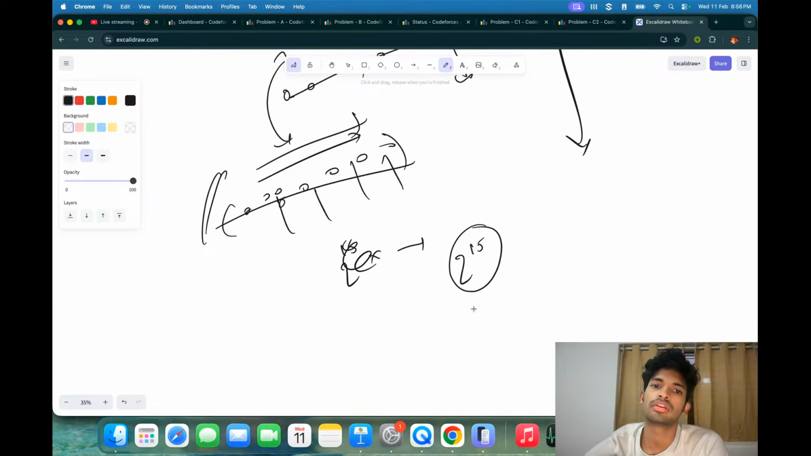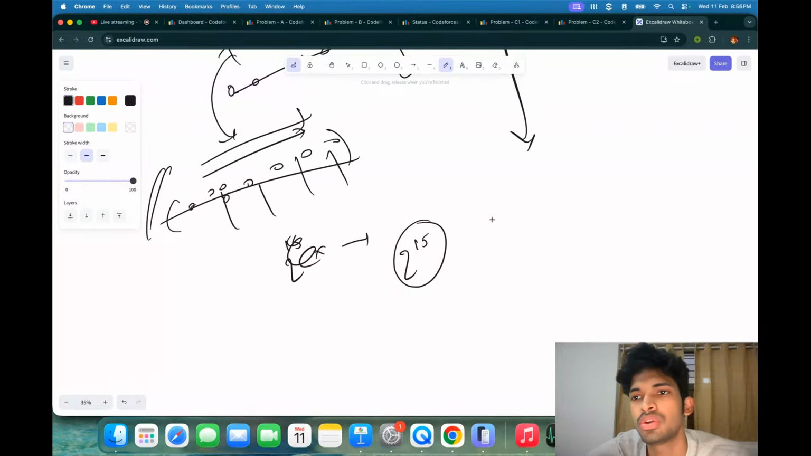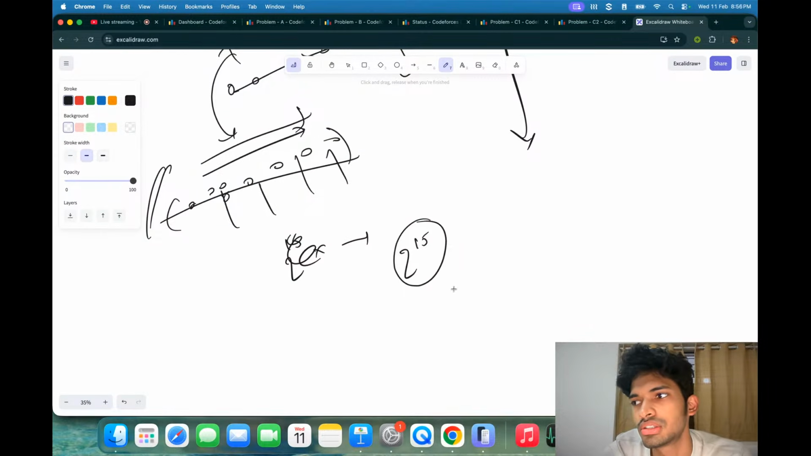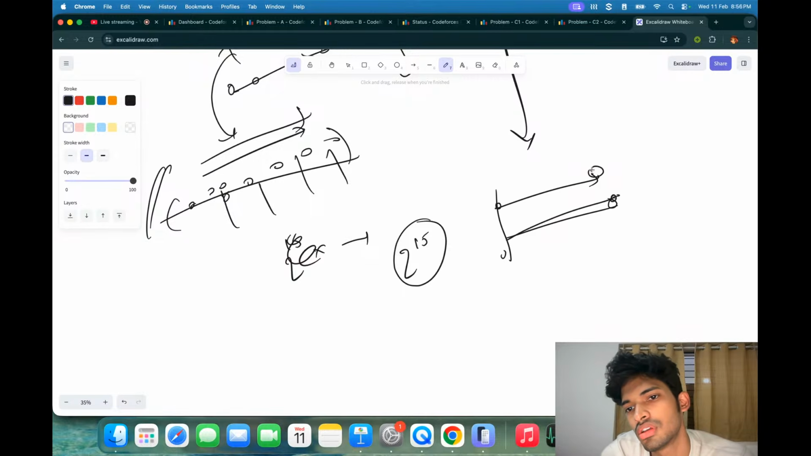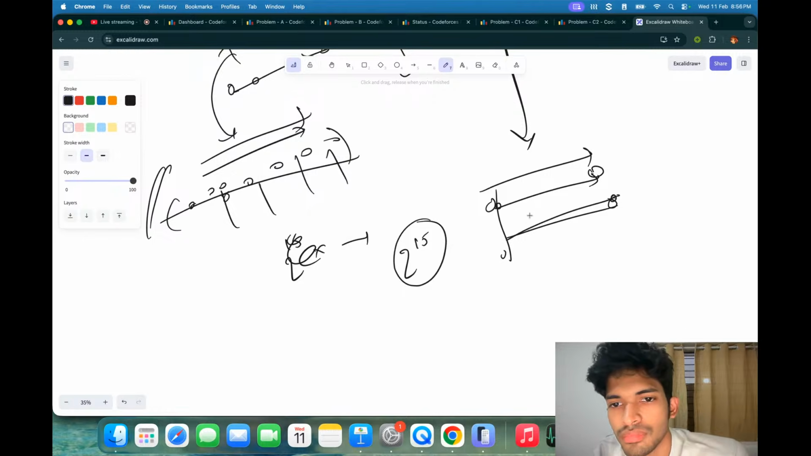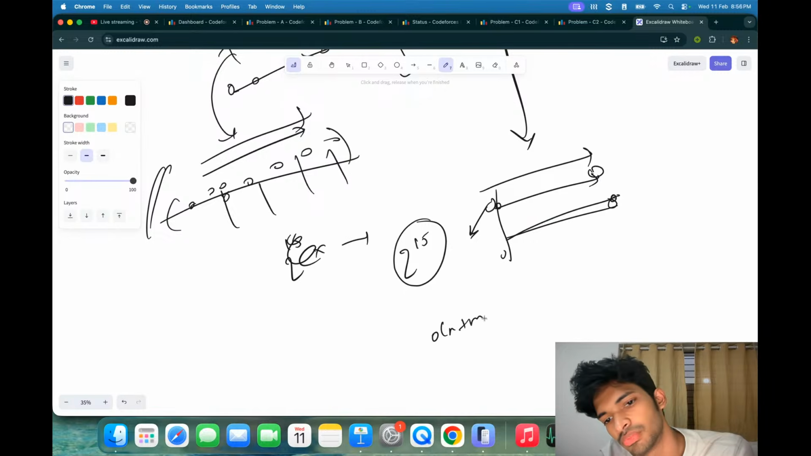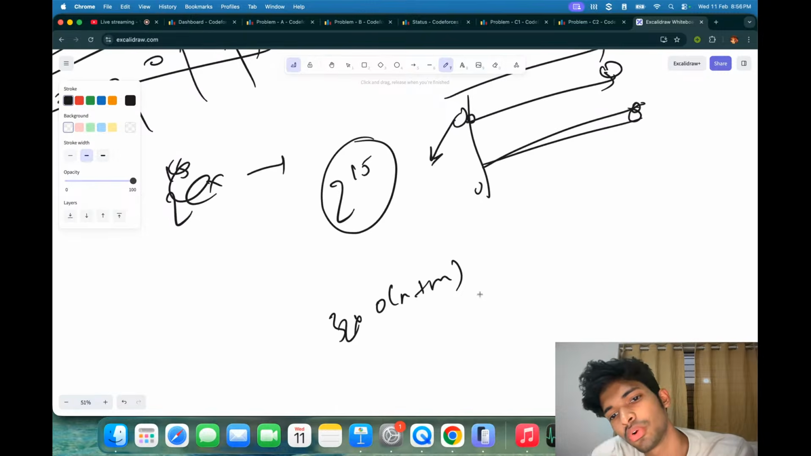How can you know there is an edge? How can you know there is an edge? The only way to know is if after this, O of n plus m, right? 32 times.